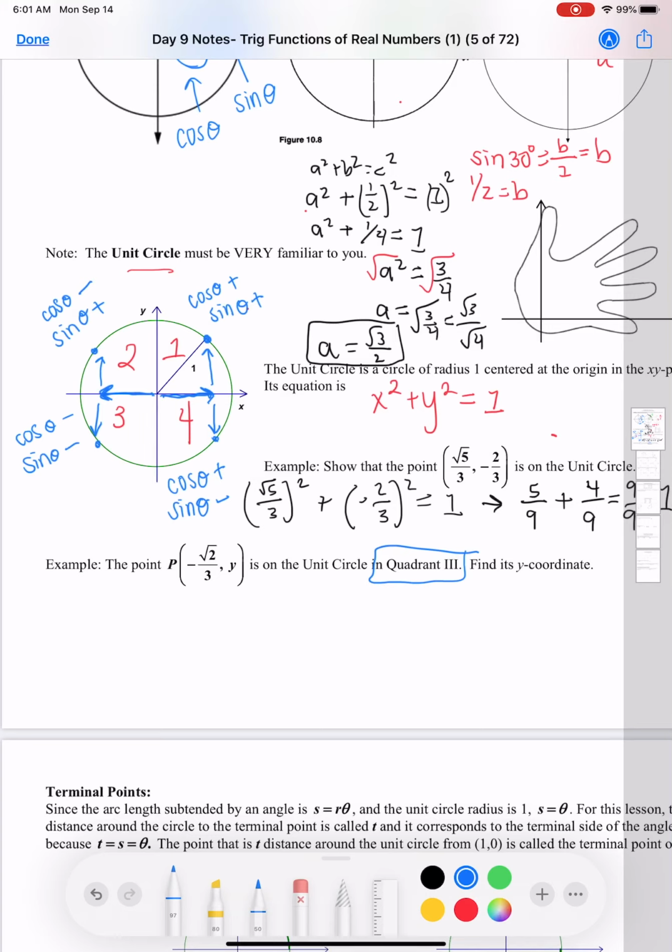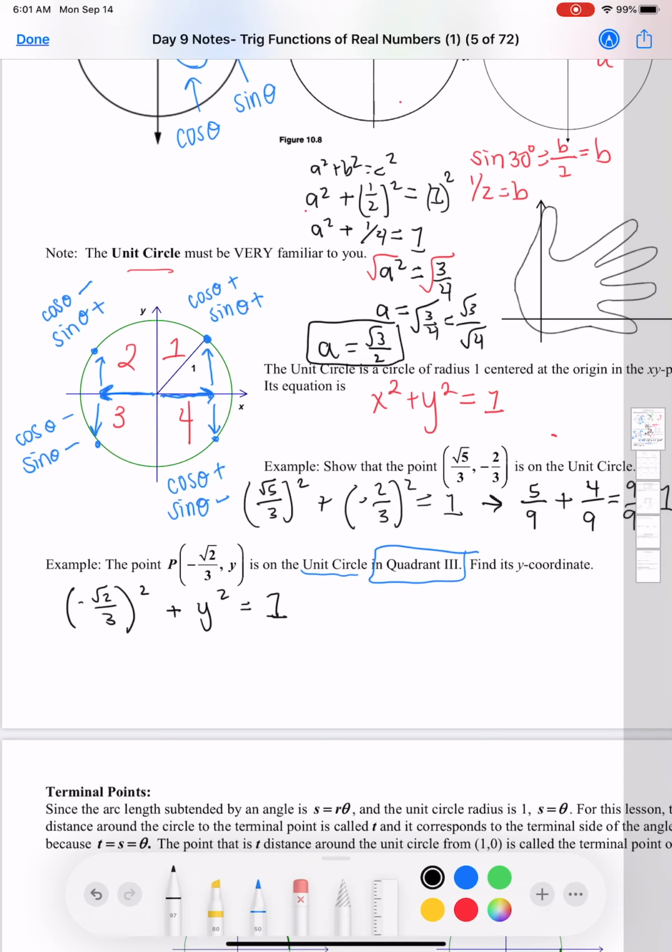Okay, so we're given a point. I'm going to use the equation of the circle to find it. Remember, it's super important, it does say that it's on the unit circle. Otherwise, you can't use the equation of the unit circle. So I have negative root 2 over 3 squared plus y squared equals, and we know that the radius squared is just 1.